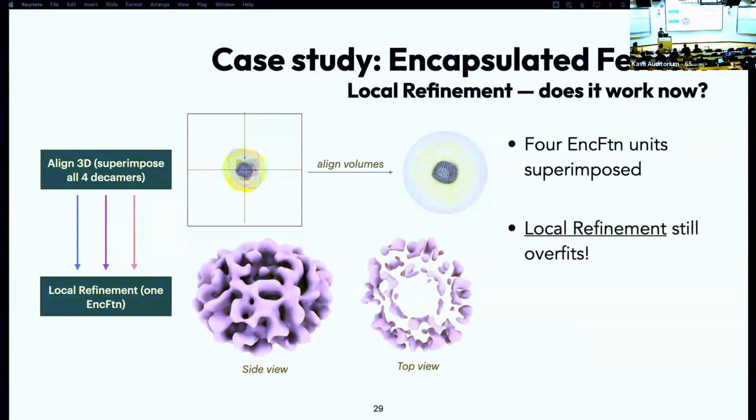Okay, so using local refinement on the full set of 1 million particles, it reached a claimed resolution of 5 angstroms, but it's clear this is an overestimate. Unfortunately, we're still seeing some overfitting artifacts, and this is visible in the top-down view at high threshold particularly. So this could be for a variety of reasons.